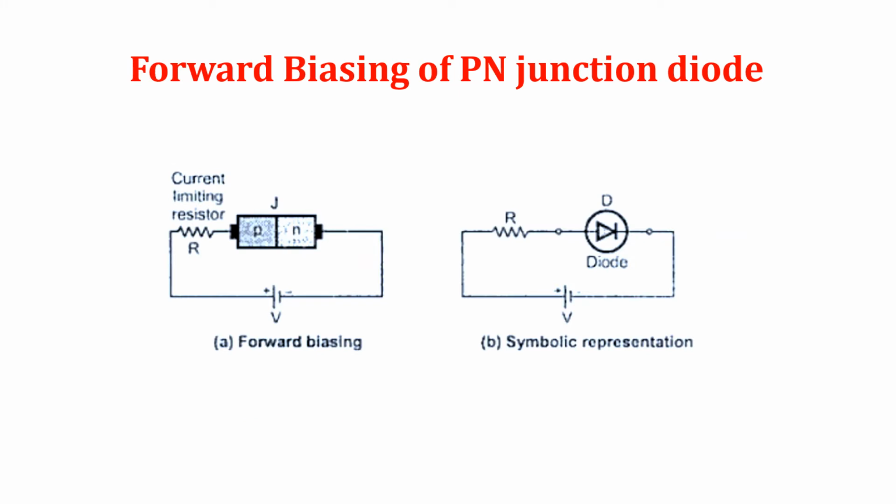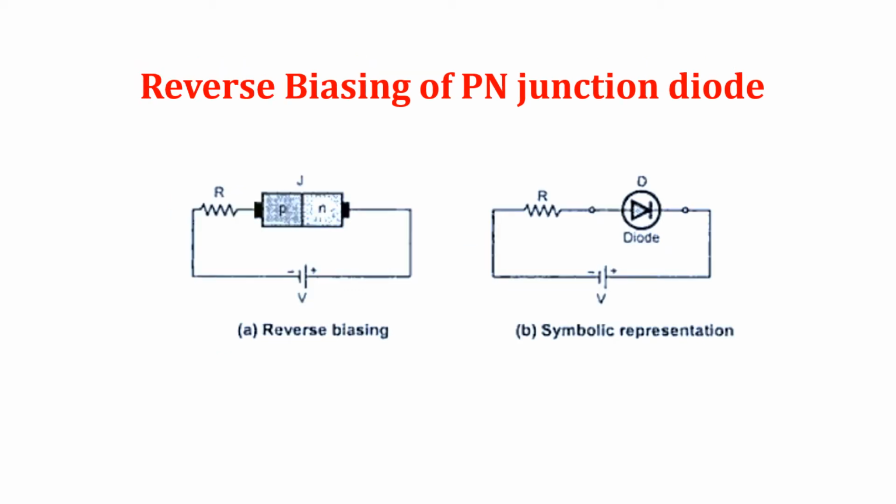If the positive terminal of external DC voltage is connected to anode of the diode, and negative terminal is connected to cathode terminal of the device, then this type of biasing is known as forward biasing. If the positive terminal of external DC voltage is connected to cathode of the diode, and negative terminal is connected to anode terminal of the device, then this type of biasing is known as reverse biasing.